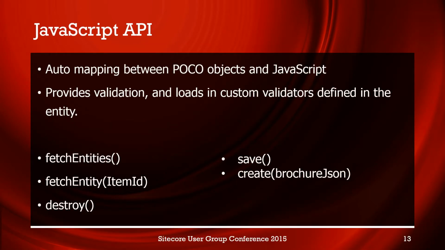A little bit more on the JavaScript API. It does auto mapping between your POCO objects and the JavaScript. So if you have a string ID, when you pass that to the controller, it can map that into a GUID.